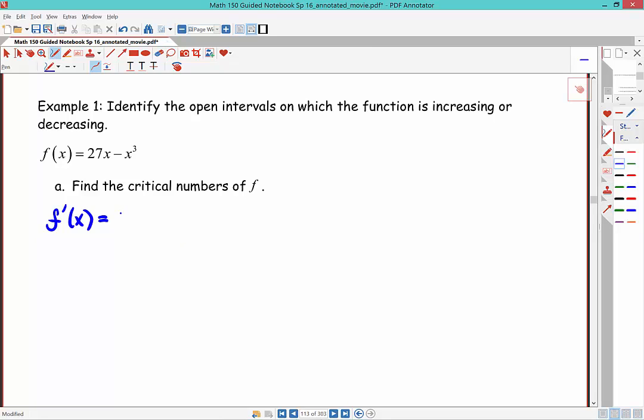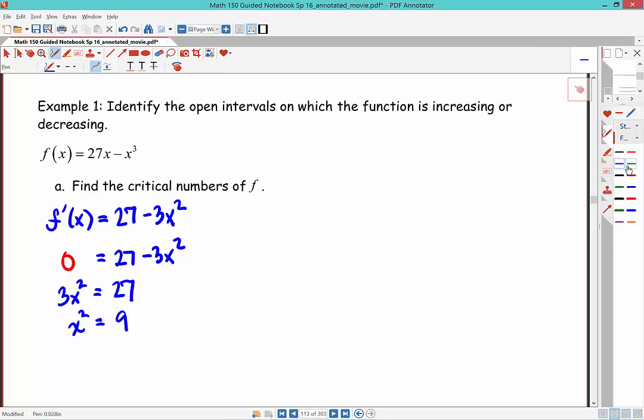So let's do it. We'll get, perfect, 27 minus 3x squared, and then setting the derivative equal to 0, we will have 27 minus 3x squared equals 0. Adding 3x squared to both sides, we get 3x squared is 27. Dividing both sides by 3, we get x squared is 9. Then square rooting both sides, we will have x is, beautiful, plus or minus 3.